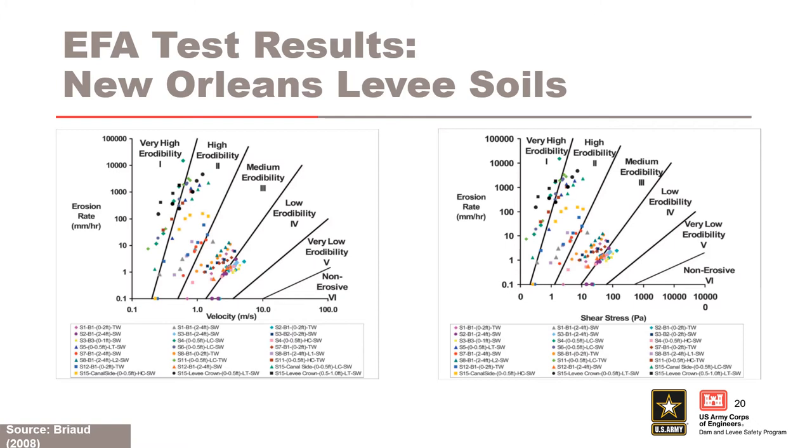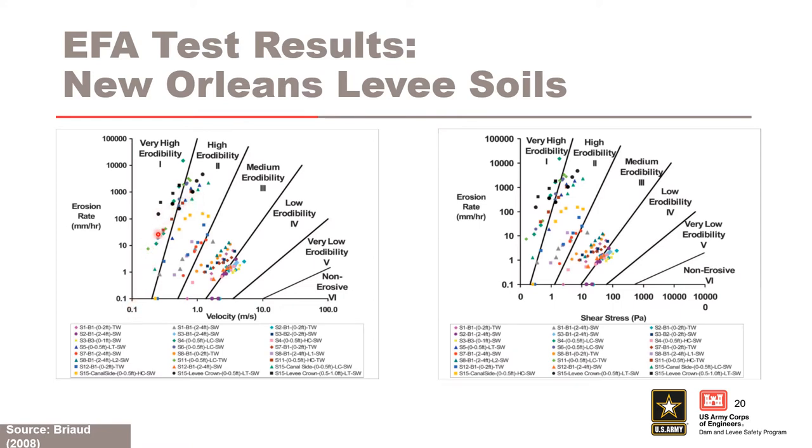On these plots, we're looking at the full erosion function. So it's not just 1 point per soil because they haven't been reduced down yet to give the values of tau c and kd. For example, if we look specifically at these yellow points, you can see that this is just the erosion rate for different flow velocities in the EFA for that one sample.